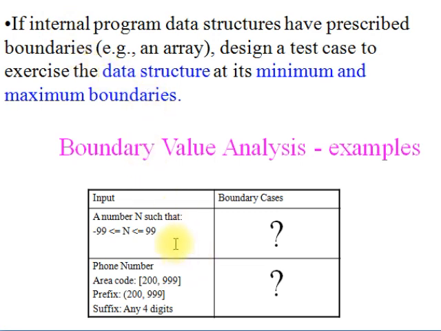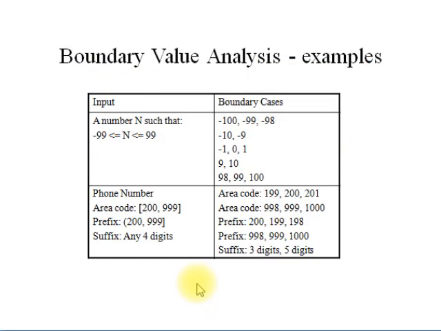So let us take the same example we used for equivalence classes. You should not have a number less than -99 or greater than 99 for an input. And for the phone number, your area code should be between 200 and 999, the prefix also between 200 and 999, and the suffix any 4 digits. So we have to write the boundary classes for these two inputs.